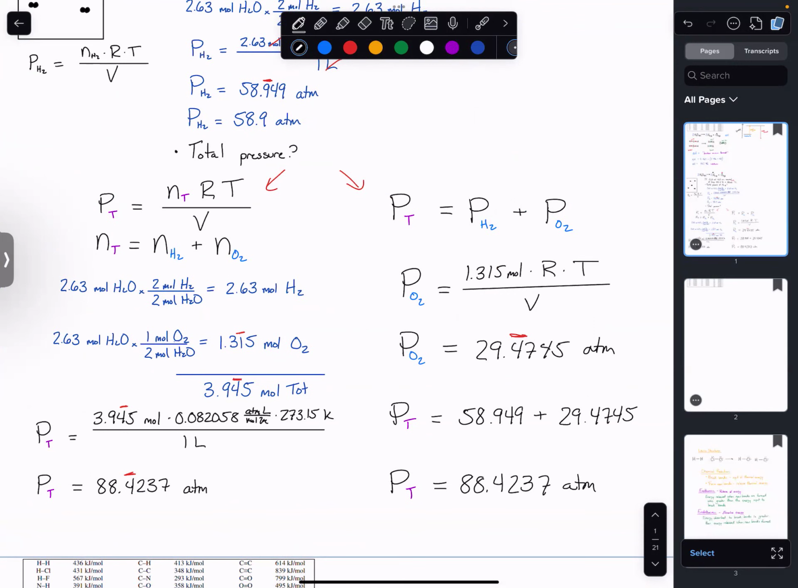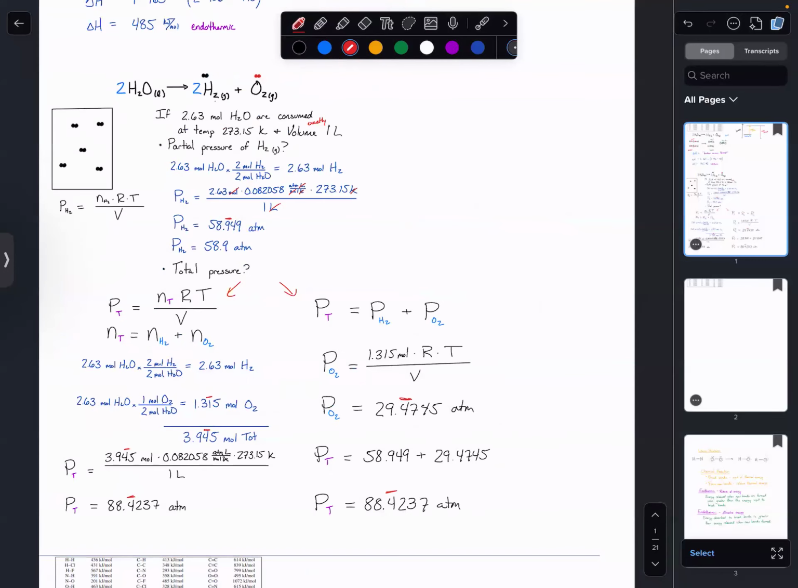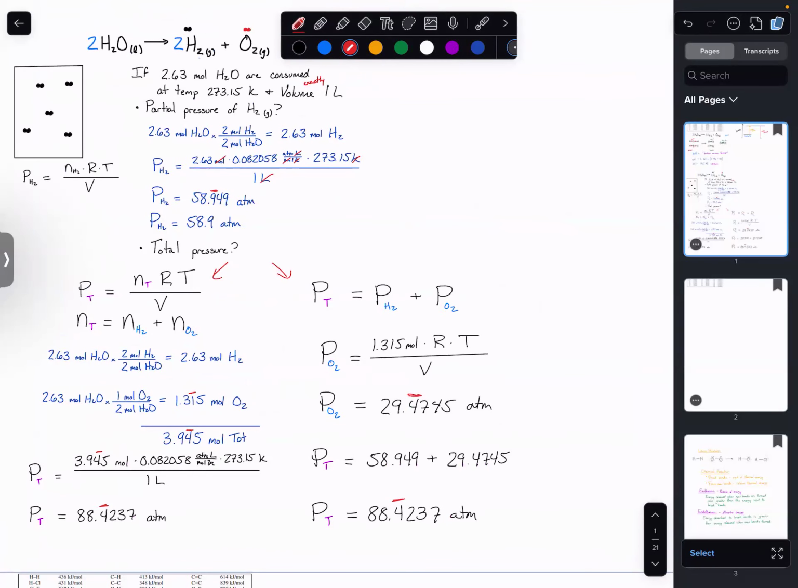All right, either one of these routes would work because they both use Dalton's law of partial pressures, which tells us that a mixture of these two gases, because we're treating them as ideal gases, they don't have any interactions with one another, and we can just pay attention to each gas separately.